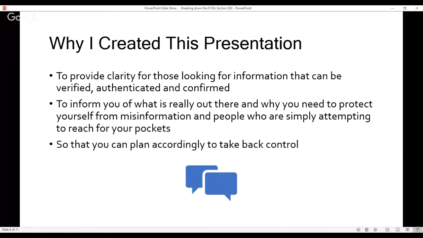Also, I want to inform you of what is really out there, right? I don't want you guys to get misinformed, so you've got to protect yourself from that. And of course, people who are just simply looking to reach your pockets, okay? And then, of course, I want you to plan the proper way so you can take the appropriate control of the situation.